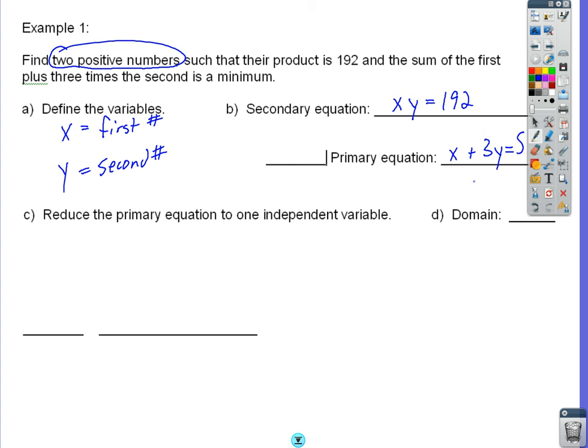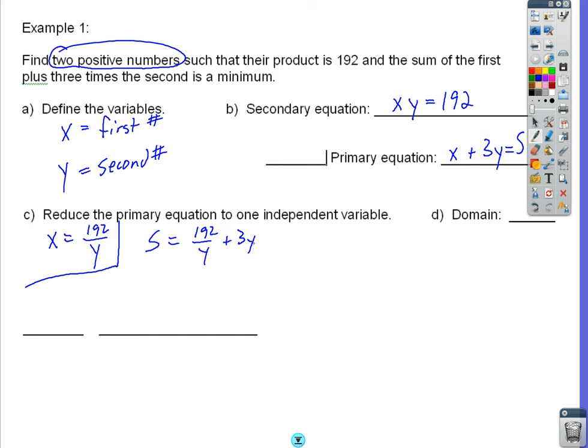My variable that looks reasonable to me is X. X is equal to 192 divided by Y. Solve for that one, and now I'm going to substitute into my primary equation. I'm going to say that S, my sum, is equal to 192 over Y plus 3Y.